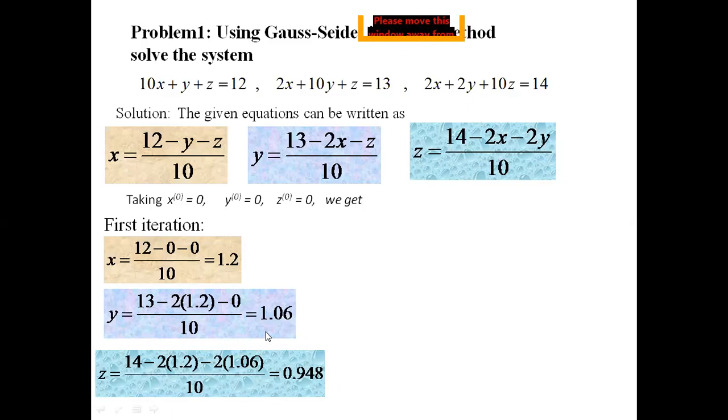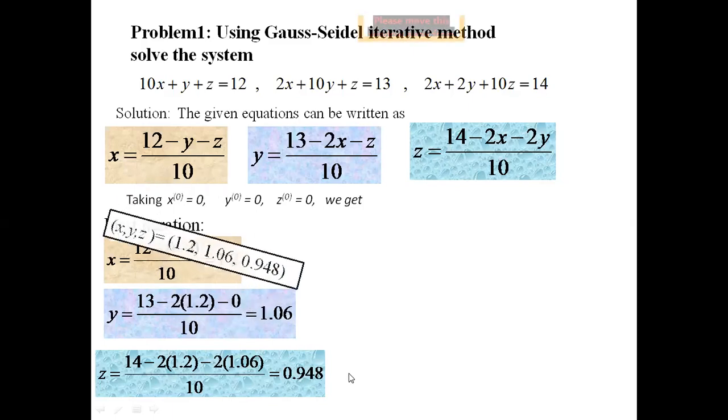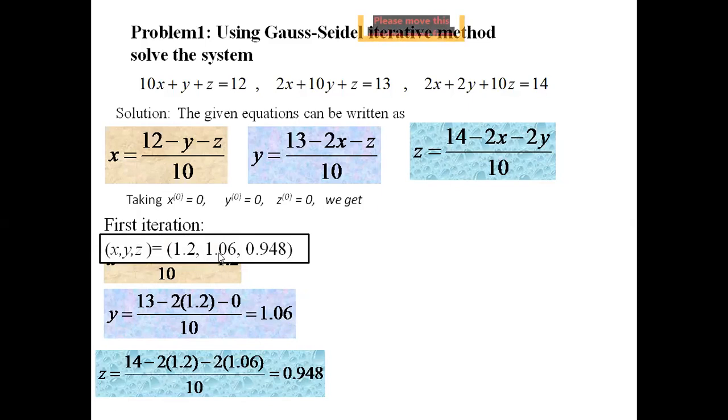Because it is not the exact answer, iteration process means we get the answer slowly and finally it approaches the exact root. Some approximate answer you got. X is 1.2, y is 1.06, z is 0.948. This is the answer in the first iteration, right? X, y, z is equal to 1.2, 1.06, 0.948. Now to improve this, we shall go to the second iteration. In the second iteration, what to do? This is taken as the initial root. From this root, go for the values of x, y, z, again using the same formula.